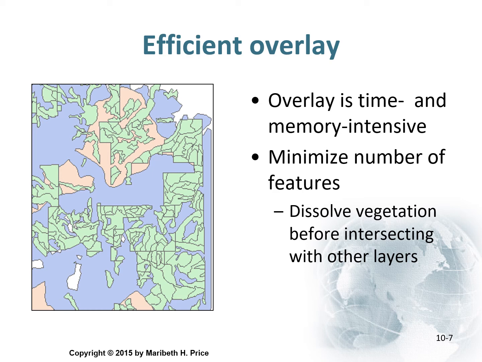So if, for example, these green polygons are different vegetation types, but there's really only two types there, there's just lots of polygons of it. If we dissolve by that property, we can then make it so that we're dealing with a much smaller number of polygons in our overlay function.